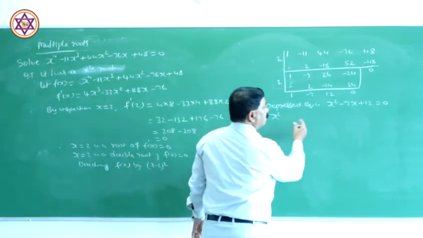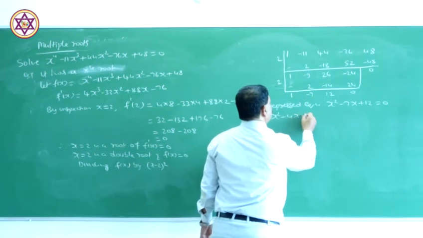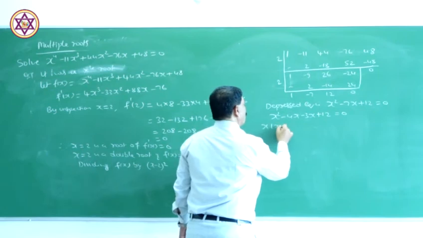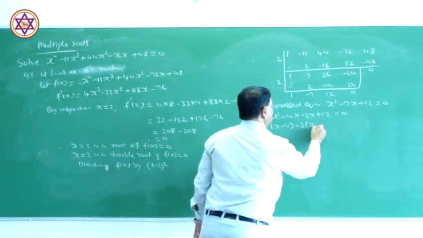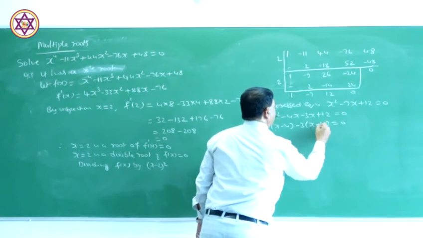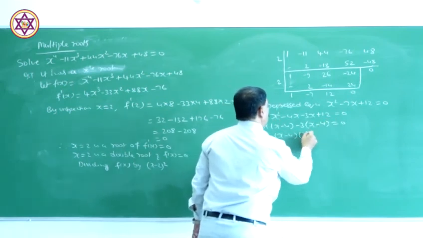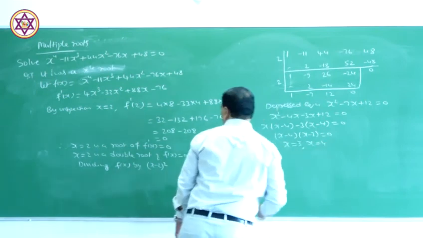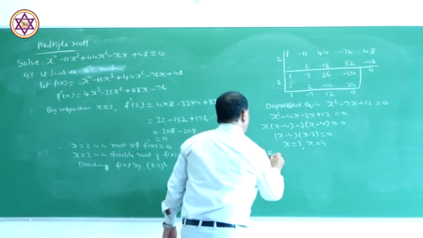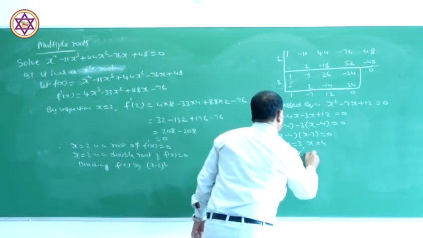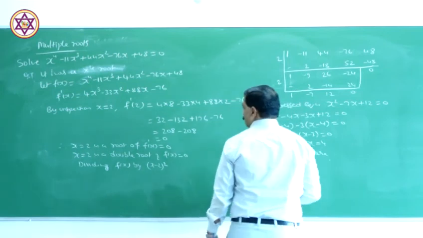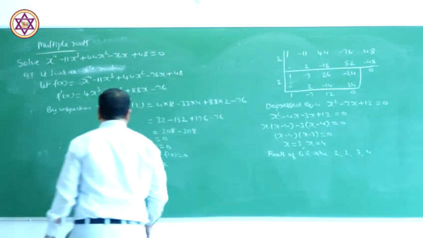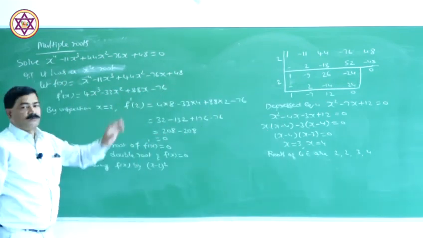So, x squared - 7x can be written as -4x - 3x + 12. From these two terms, if you take common x, here 3, so we get (x - 4)(x - 3). Therefore, x = 3, x = 4. Therefore, the roots of the given equation are 2, 2, 3, 4. Here the degree is 4, we get 4 roots.